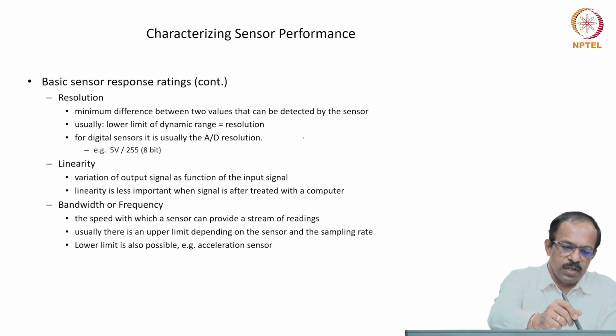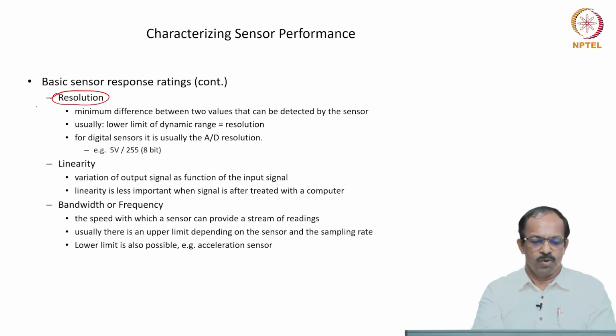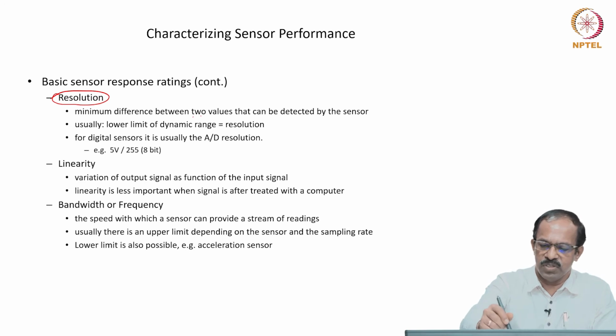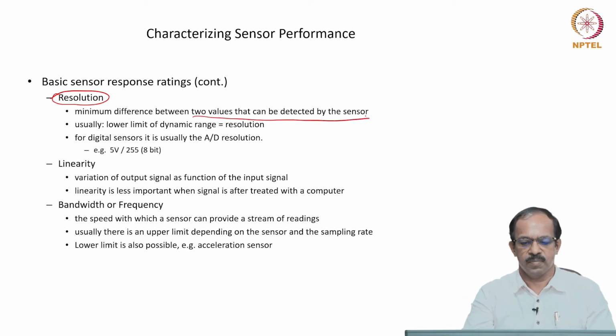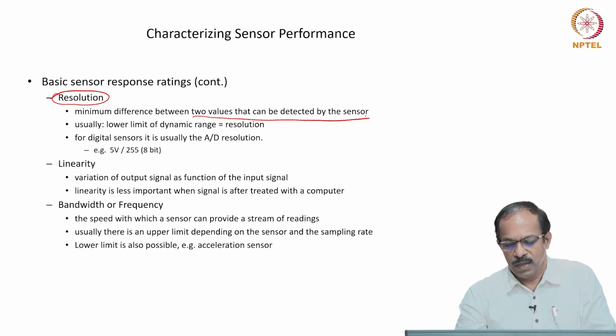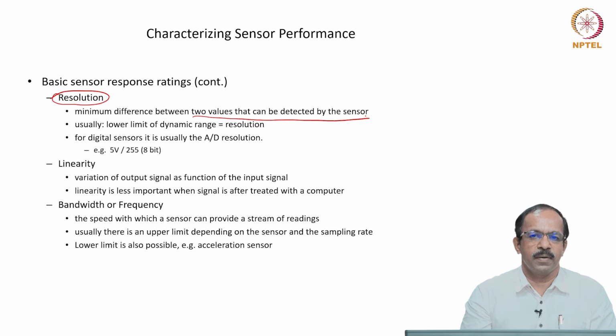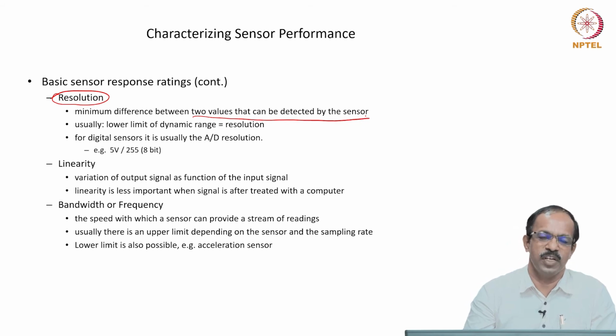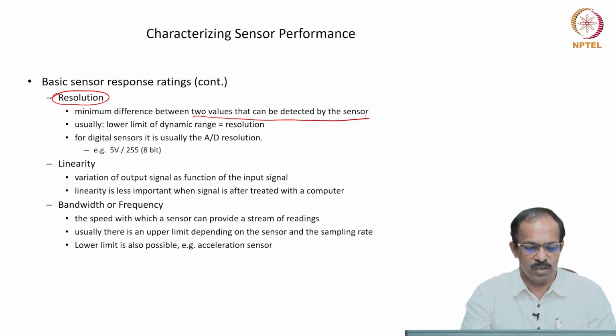And then we have something called resolution. So resolution is the minimum difference between two values that can be detected by the sensor. Of course, these are not specific to mobile robots, but since we are discussing the sensors used in mobile robots, I just need to tell you all this, because if you choose a sensor which is not matching with the requirements of sensing in that particular environment, you may end up with erroneous data or useless data. So we need to know a little bit about the response ratings also.